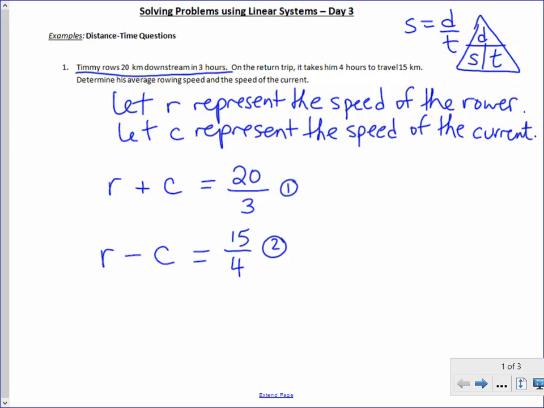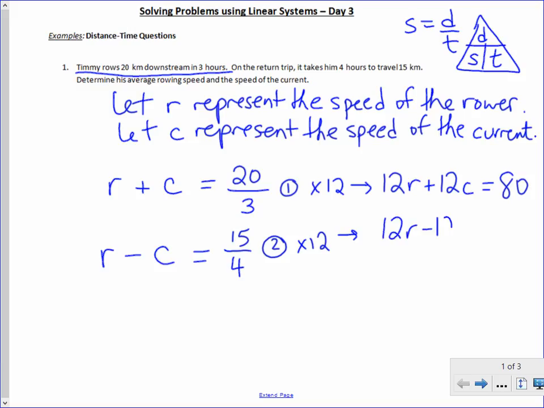Why don't we pick 12? So it sets it up automatically. What happens if you multiply the first equation by 12? What's now going to be in front of the r and the c? 12r and 12c. And 20 times 12 over 3. Remember, you can do the dividing first to do it in your head. 12 divided by 3 is 4 times 20, 80. And now I multiply each of these by 12: 12r minus 12c. And 12 divided by 4 is 3 times 15.